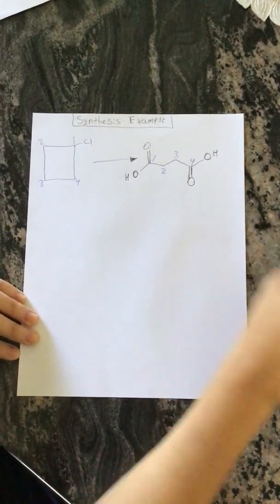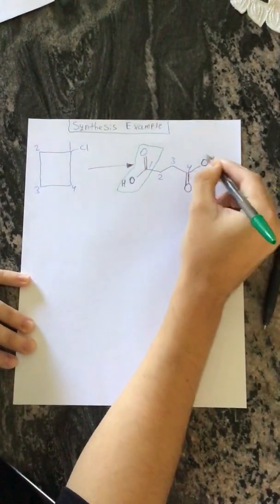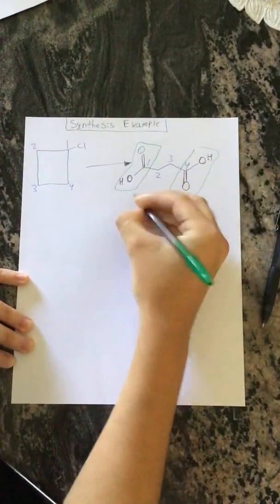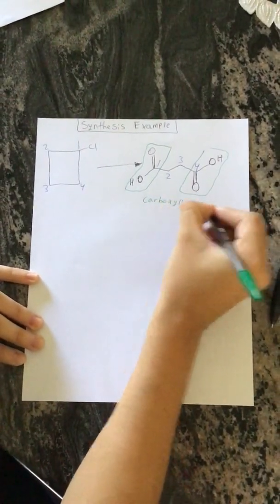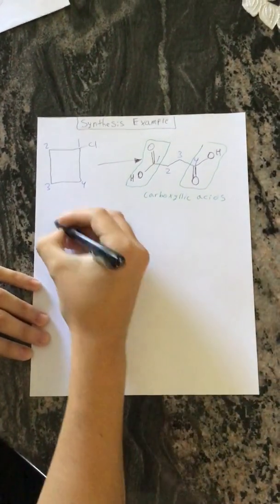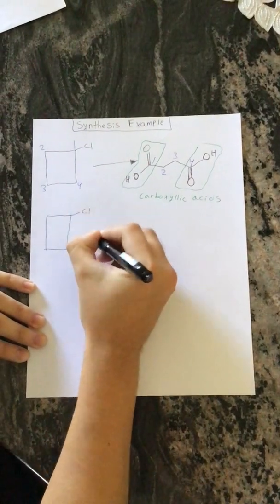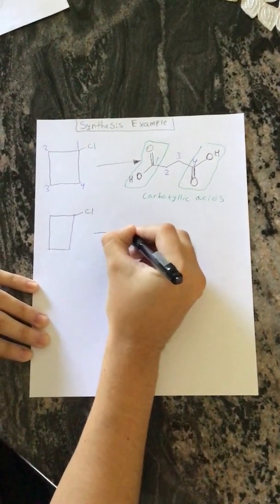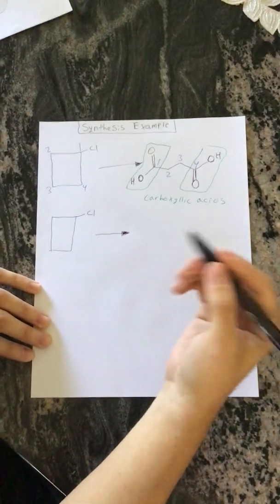And another thing to notice is these functional groups here. These are carboxylic acids, so that's going to come into play later on as we get closer. And so let's begin. So you want to treat this with E2 mechanism conditions. So you need a strong base and a strong nucleophile.